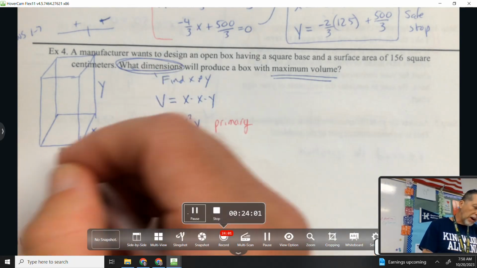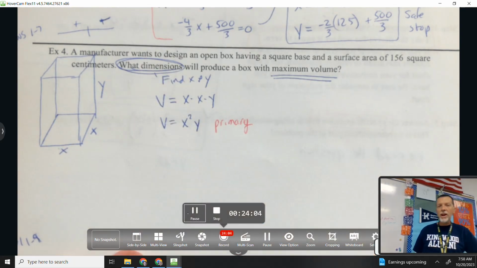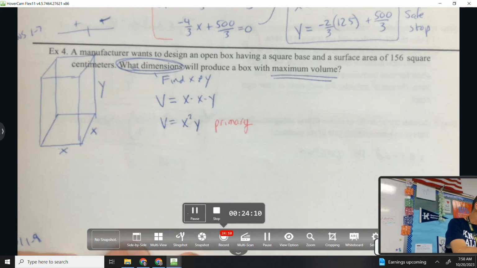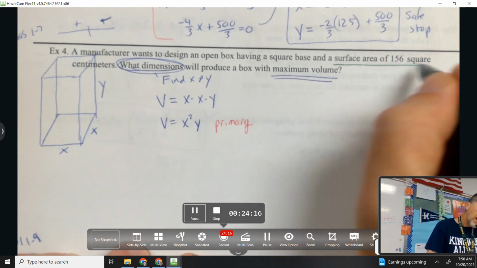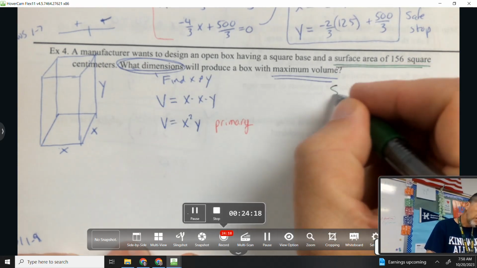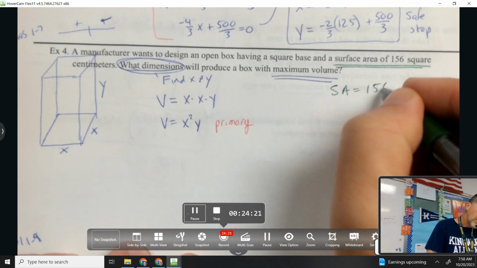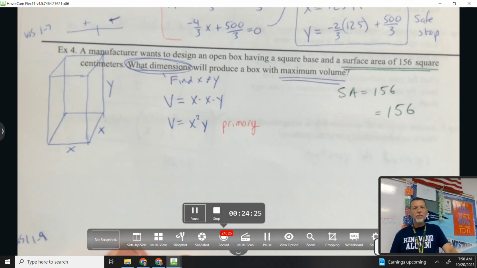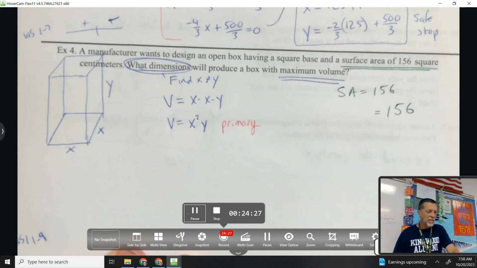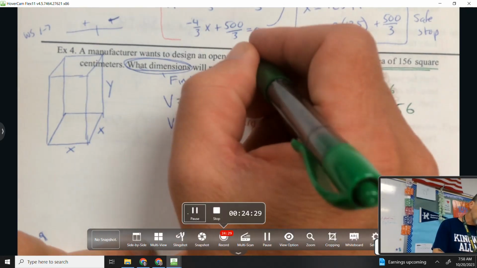How are x and y related to each other? Like, what else do I know that would tell me something about x and y? What else do I have in here? Yeah, the surface area equals 156. Okay, so I need to add up all the surfaces. This would be where it matters that it's an open box.